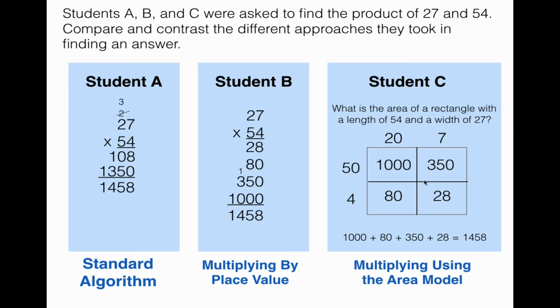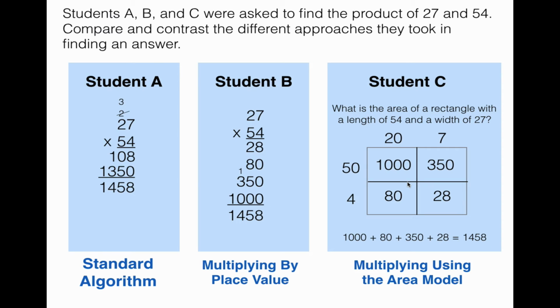And that creates 4 very nice little quadrants here, where we can find the area of each little quadrant in a very, very simple way. You might see a relation between what student C is doing and what student B is doing. So here we go. 50 times 20 is 1,000. 50 times 7 is 350. 4 times 20 is 80. And 4 times 7 is 28. And when we sum up those values, we get the whole area of the rectangle, which is 1,458.